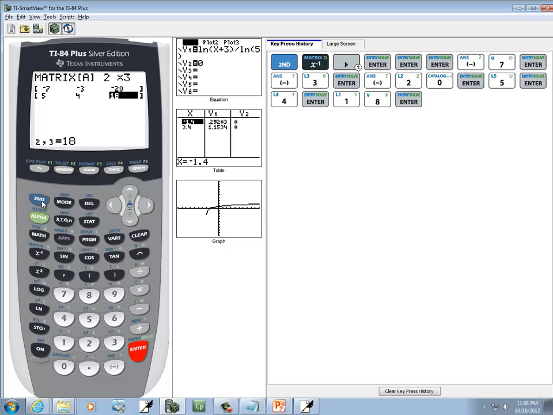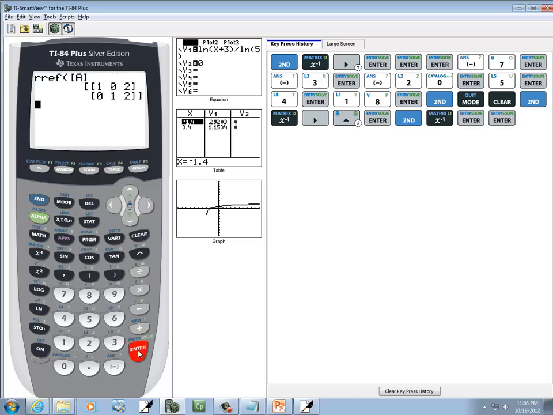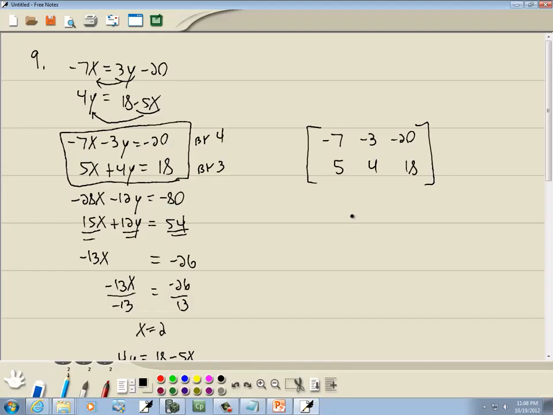Want to make sure you exit out, so do second mode, and then we'll go through our steps. So do second, x and negative 1, right arrow to math, up arrow to RREF, enter, go back in the matrix menu, do enter on A, and enter again. And our answer is the far right column, which would be 2, 2.